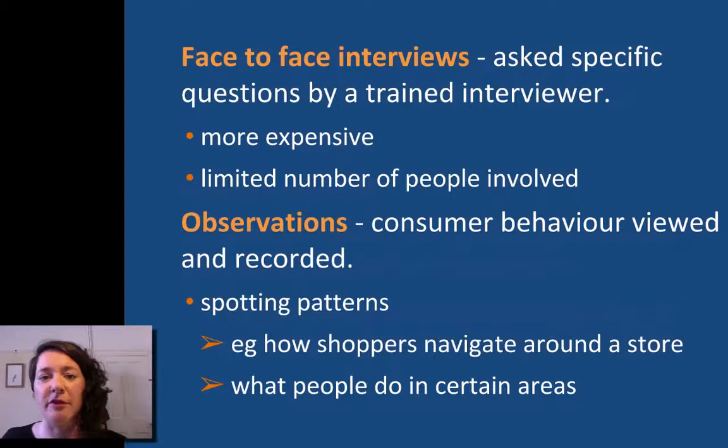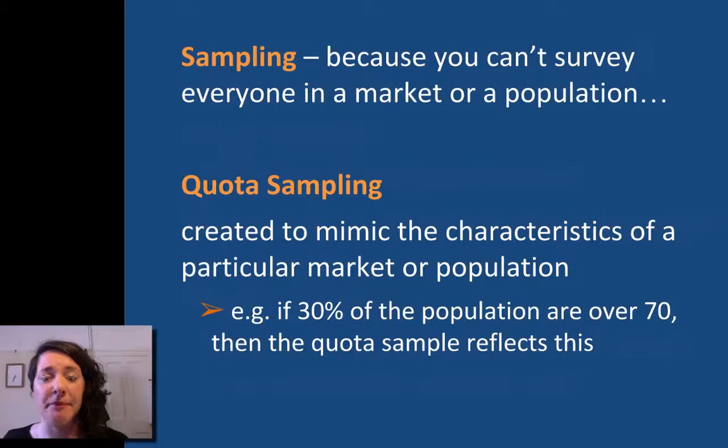With any of these research methods, there's an important thing that we should have a look at, which is called sampling. So sampling takes place because you can't survey everyone in a market or in a population. Usually those markets or those populations are far wider than you'll have resources for. So there are two different types of sampling that researchers will use. The first is called quota sampling. So this is where you're creating a group to mimic the characteristics of a particular market or a particular population.